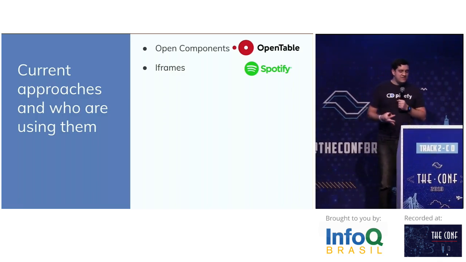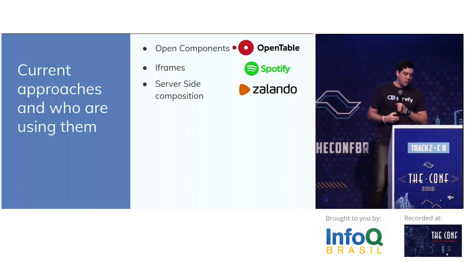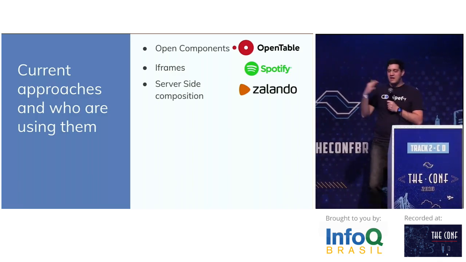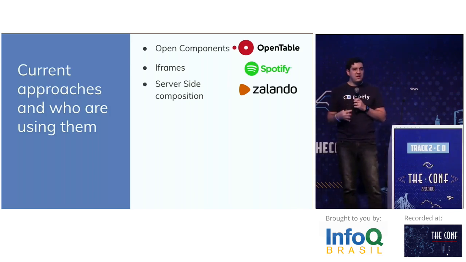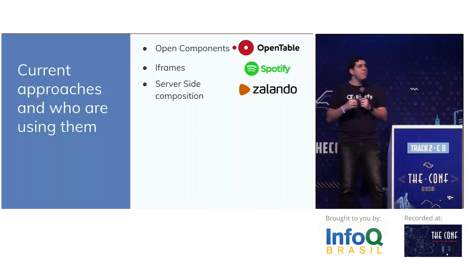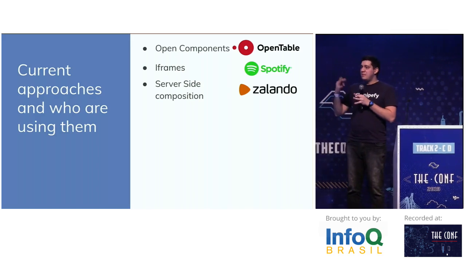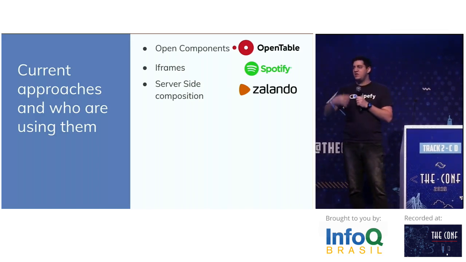Another approach is the server-side composition, with the company Zalando being one of the most famous ones using it. Zalando is an e-commerce company from Europe. They are a really big e-commerce, and they have a Go application on the backend which composes and joins the micro-frontends and delivers a full, complete HTML page, like server-side render, to the client.